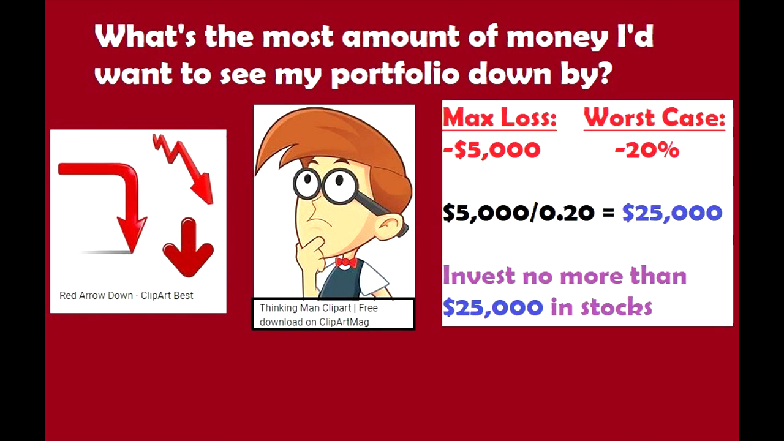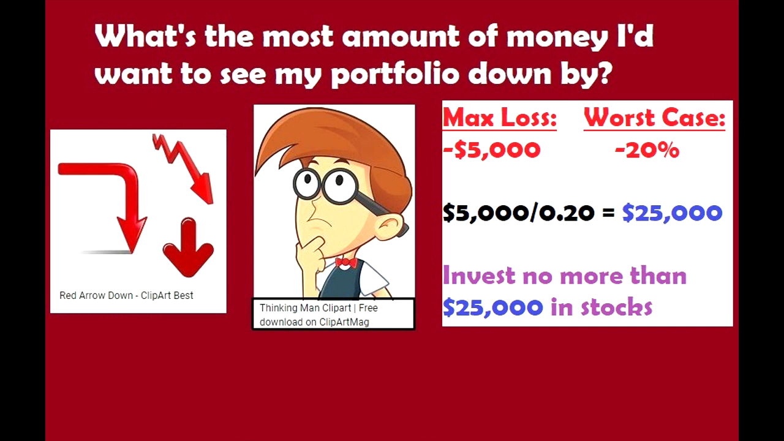For example, if you don't want your portfolio to ever be down by more than $5,000, and you think the worst case scenario from here is that stocks would drop by negative 20%, then you should invest no more than $25,000 in stocks. And whatever money you have left over after investing $25,000 in stocks is what you would keep in cash and or treasury bills.